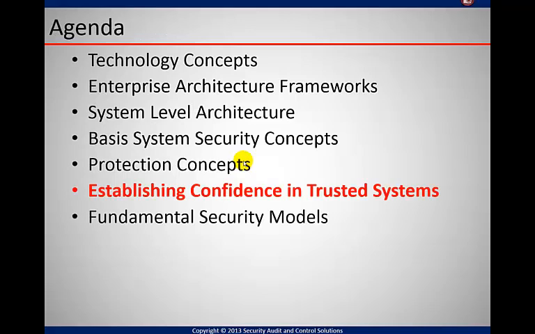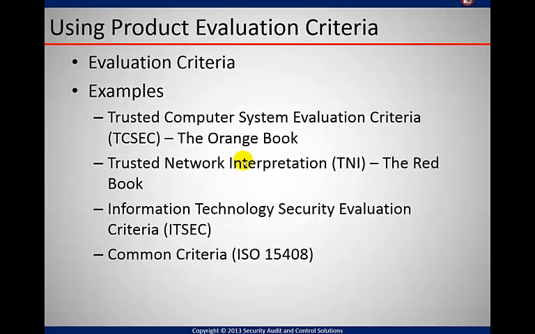When we look at establishing confidence in trusted systems, there are certain ways of measuring this. We have evaluation criteria. Examples include the American-based Rainbow series, and I'll take 2 out of there. There's the Orange Book, which defines the Trusted Computer System Evaluation Criteria, TCSEC, or the Trusted Network Interpretation, the TNI, or the Red Book. All these are part of the Rainbow series, which contains a lot of colored books depending on what you want to look at. For example, the Brown Book is the Trusted Facilities.